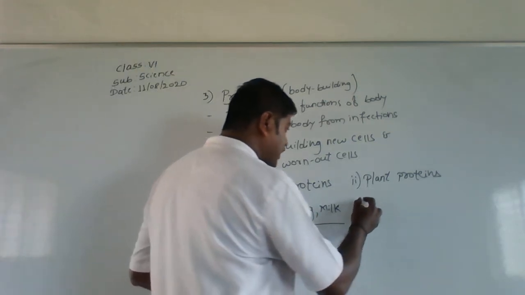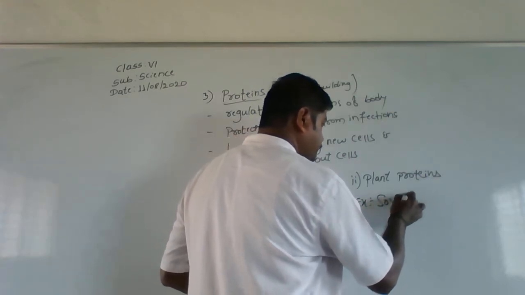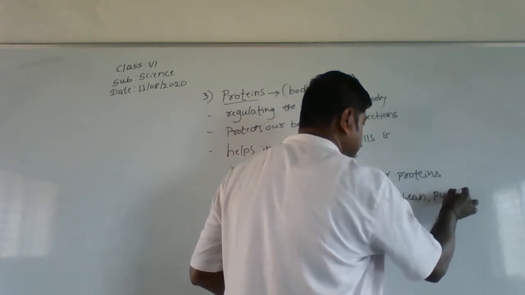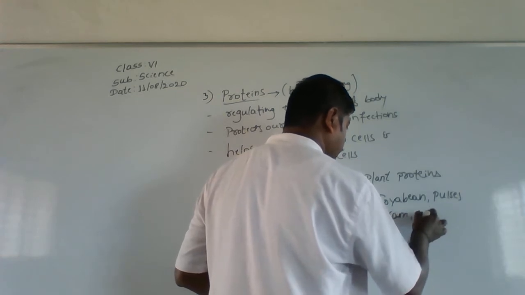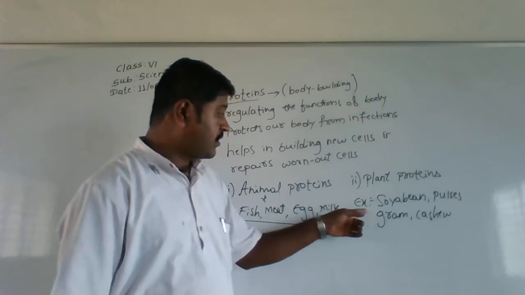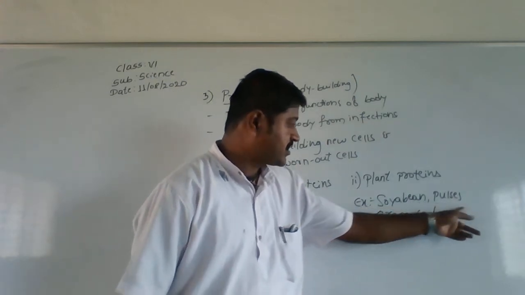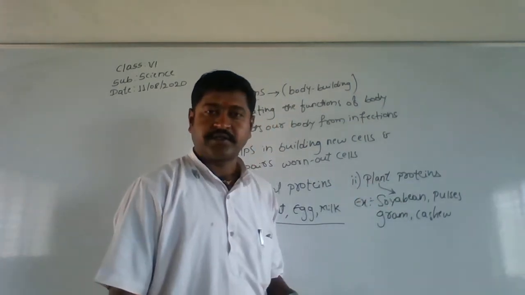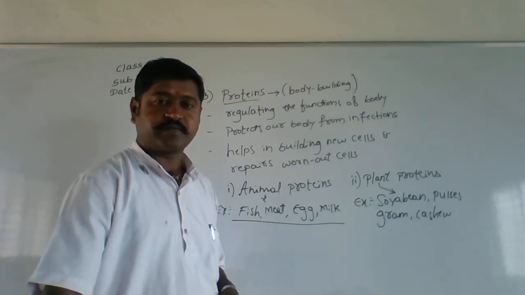Then coming to plant proteins: soya bean, pulses, gram, cashews. Once you read all these examples, you will see that they are all obtained from plants. That is why these are known as plant proteins.